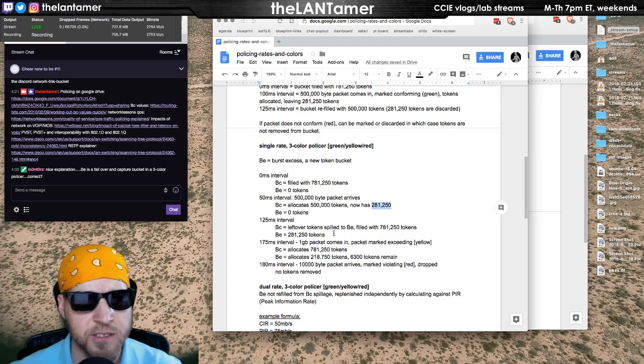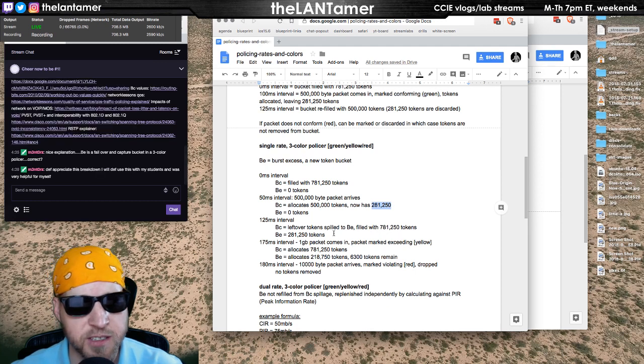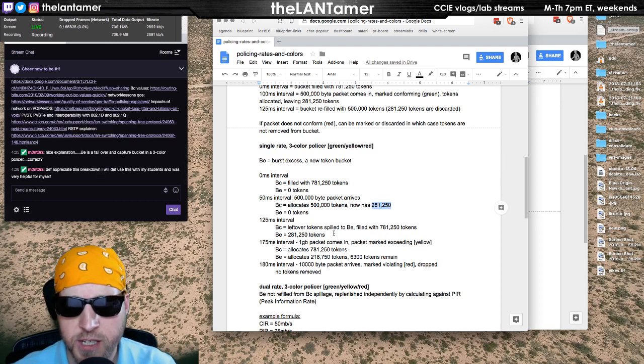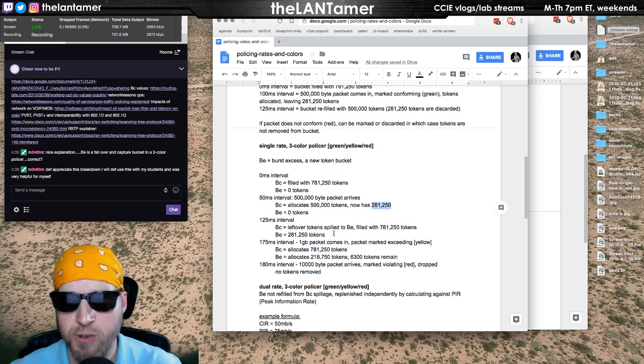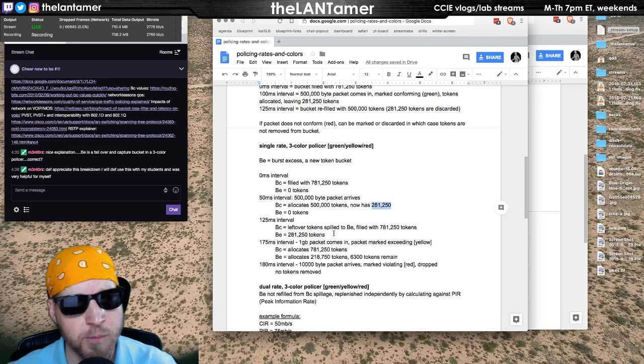Now, it depends on what you want to do. With exceed, like I said, when it's yellow, you can decide to drop the packet, or you could decide to remark it. It depends on what your options are.